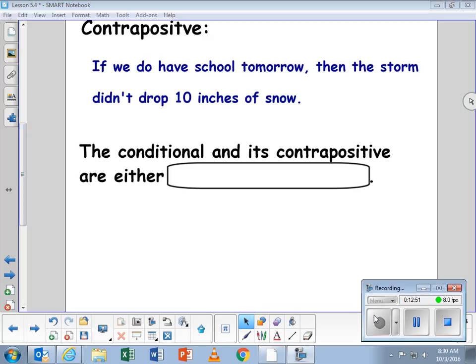All right. So, we agreed the conditional was true. If tomorrow's storm drops 10 inches of snow, then we will not have school. We said the inverse was not true. The converse was not true. What do you think about the contrapositive? If we do have school tomorrow, then the storm didn't drop 10 inches of snow. You think that's true or not? Nikki? No. Depending on the school.